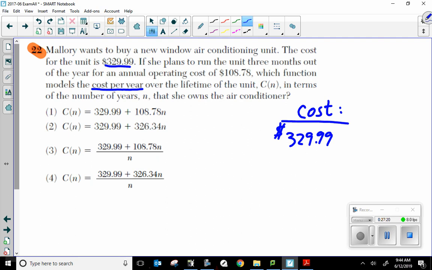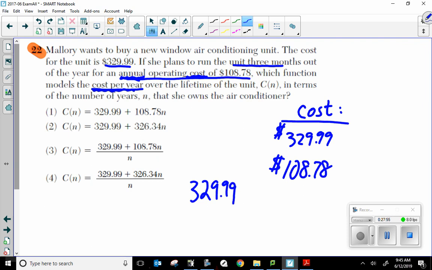The thing that's going to vary is the annual operating cost, which is $108.78, okay? Now, I don't care that she runs it 3 months out of the year. They want to know the cost per year. The annual, which means per year, cost is $108.78. So if I'm going to write something to figure out the cost of this thing for n years, I am going to pay $329.99 even without running it. That is just a constant cost.